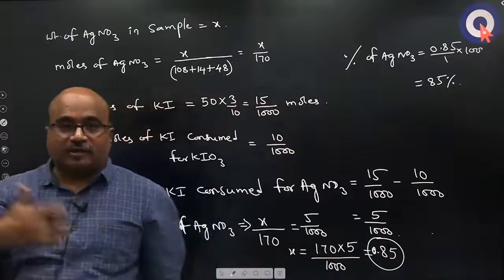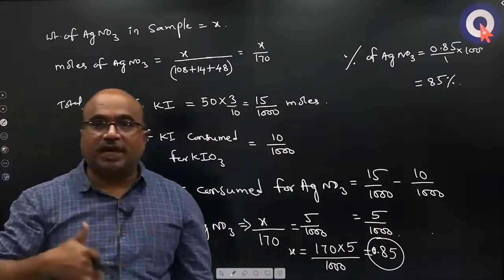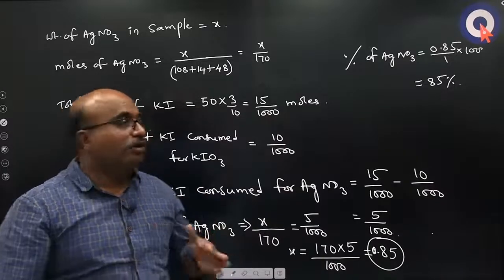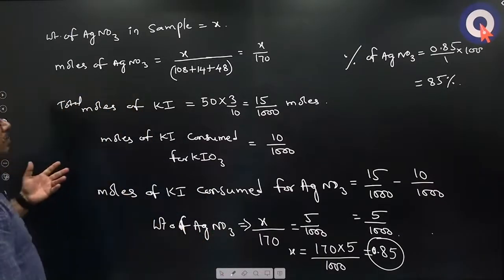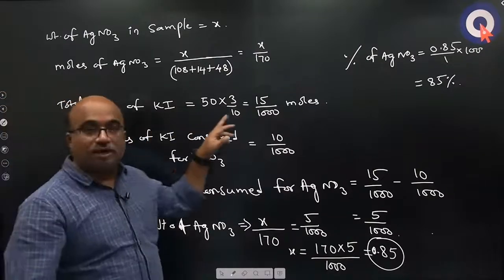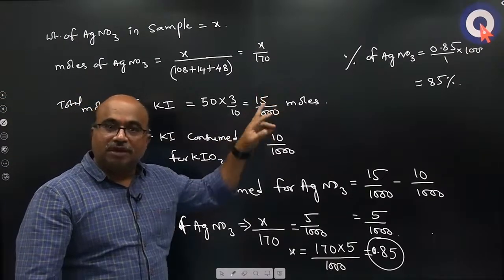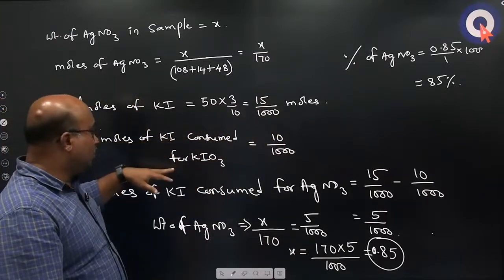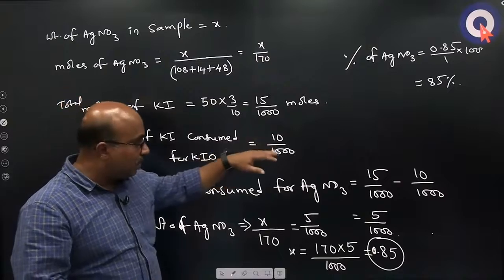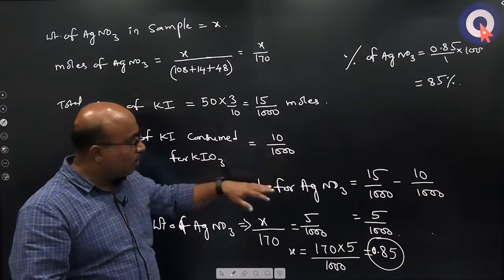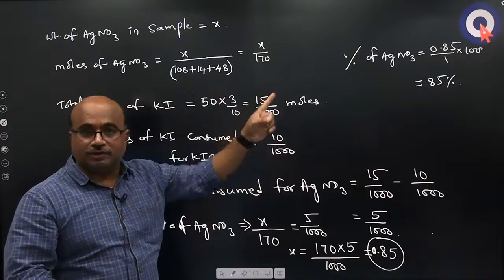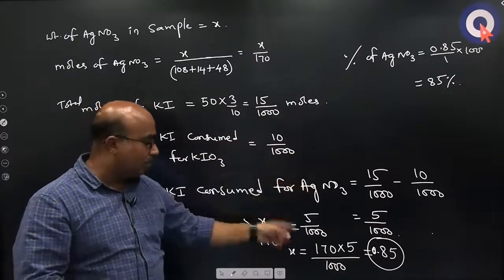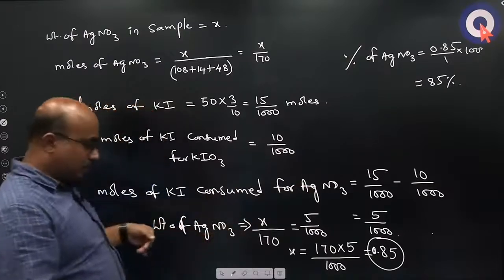Clear? The excess KI which was treated with KIO3. So he used the second information of KIO3 to calculate its concentration. Then total moles of KIO3 what we added was 15 by 1000. But the KI which is consumed for KIO3 initially was 10 by 1000. So which was consumed only for silver nitrate, that is subtraction, then you will get 5 by 1000. Clear?